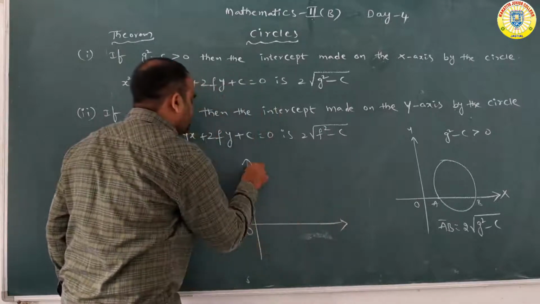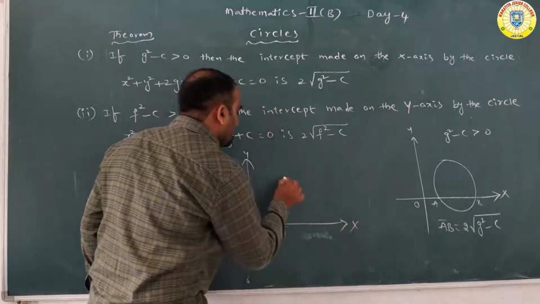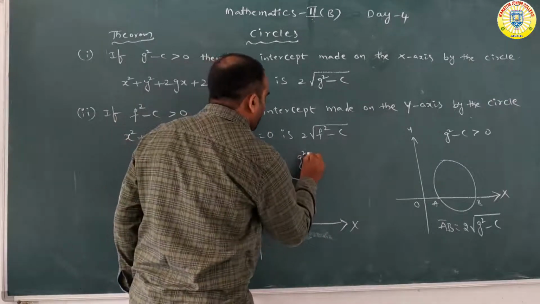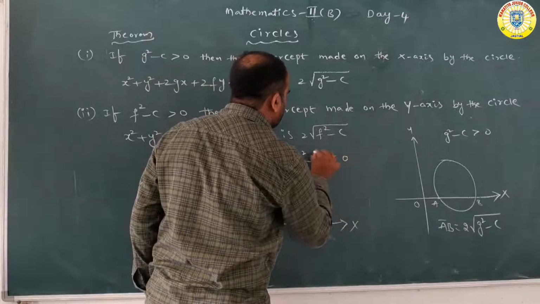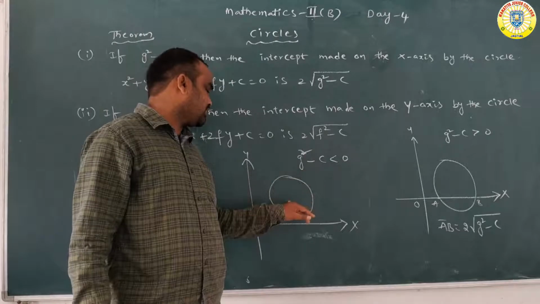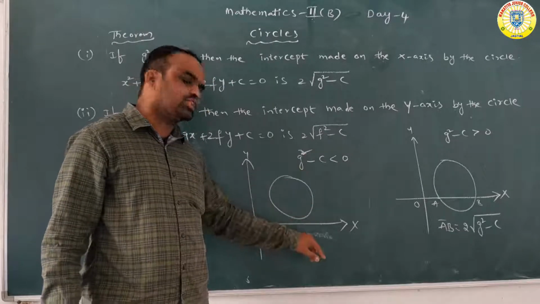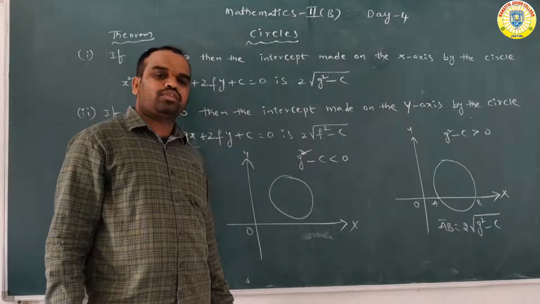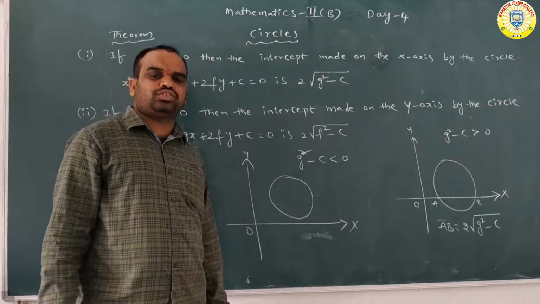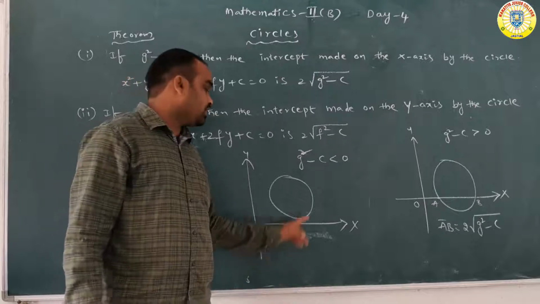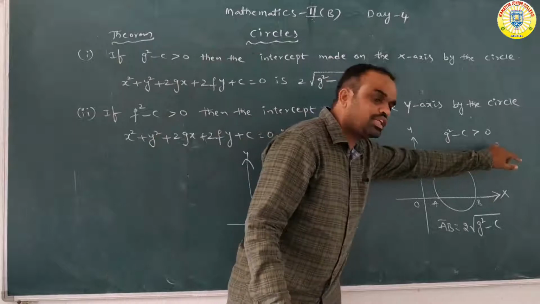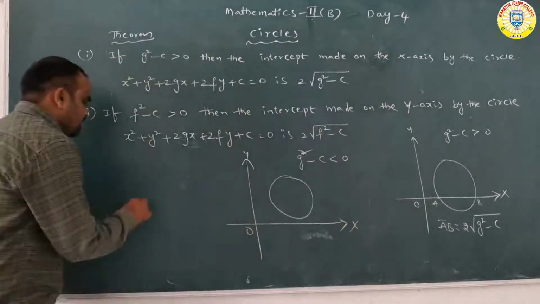Origin, this is the y-axis, this is the x-axis, and this is the circle. In this case, we get g square minus c less than 0. In that case, the circle does not touch the x-axis. That is the meaning of the circle being away from the x-axis. So the condition is g square minus c less than 0. Here g square minus c greater than 0. Here another condition is there.